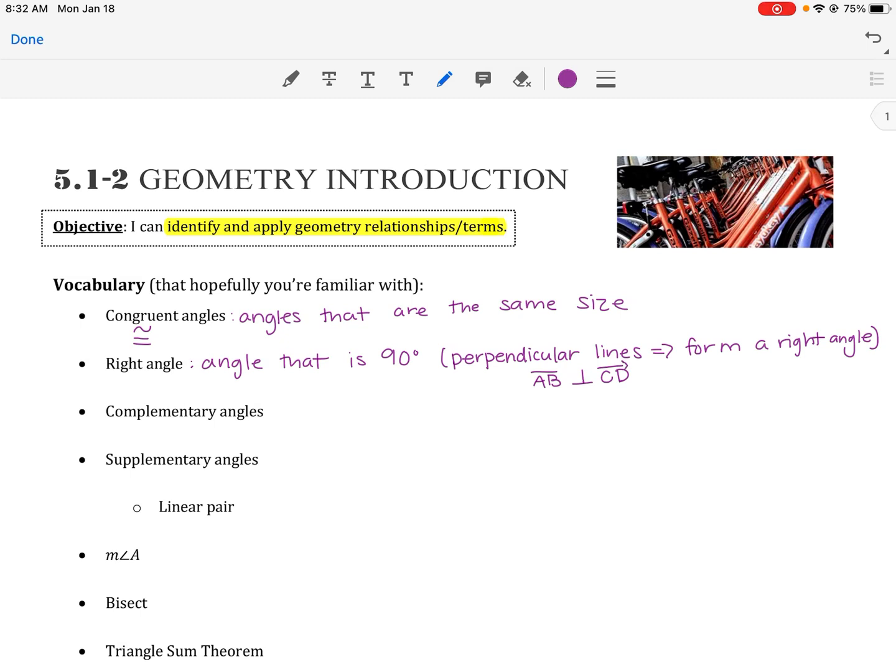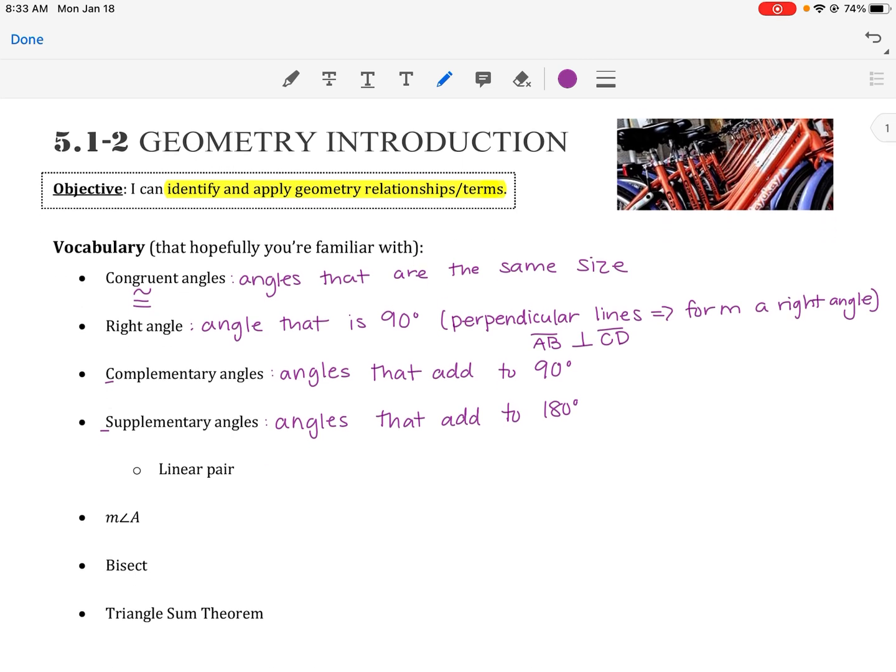If you have something that has a little arrow, that means it's a ray, so it's got an endpoint on one side and an arrow on the other. Okay, complementary angles are angles that add to 90 degrees, whereas supplementary angles are angles that add to 180 degrees. I usually think about complementary: C comes before S in the alphabet, so therefore that's got to be the smaller one. So that's the 90, supplementary is 180.